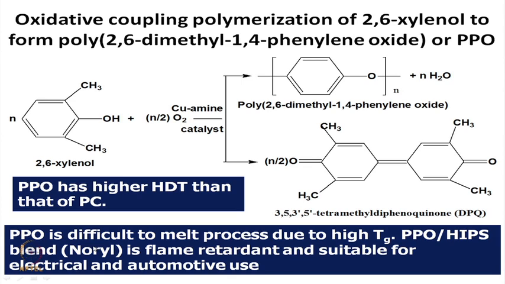Brand name is Noryl. This polyphenylene oxide high impact polystyrene blend, Noryl, is strong, and it also shows some flame retardancy because of the presence of a large number of phenyl rings along the backbone chain. So, a flame retardant polymer blend composition with high performance properties like thermal resistance can be prepared by blending high impact polystyrene with polyphenylene oxide, and that polymer is suitable for electrical as well as automotive applications.